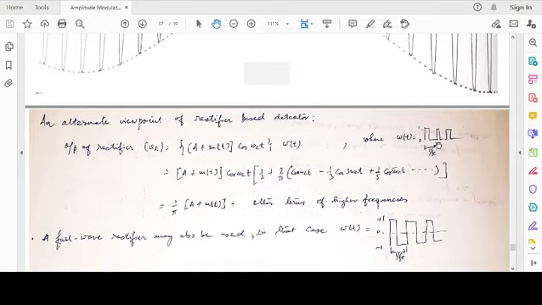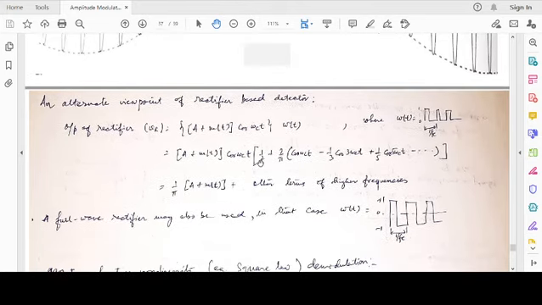The periodic repetition is 1 by fc. So when you multiply these two together, A plus m(t) cosine omega ct, and w(t), there is a periodic train of pulses. When you do a Fourier expansion of this, you get, let's say, half plus 2 by pi cosine omega ct minus 1/3 cosine 3 omega ct plus 1/5 cosine 5 omega ct, and so on and so forth.